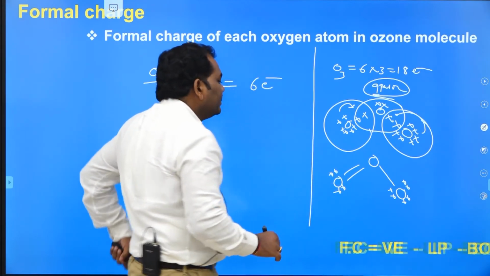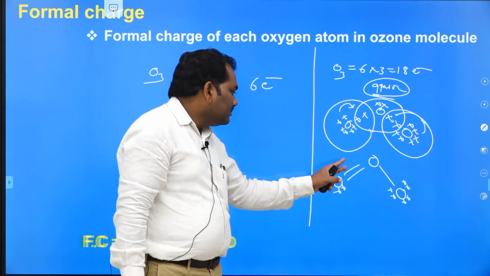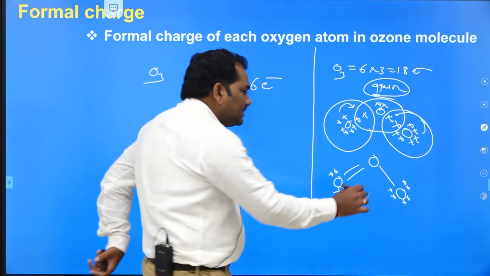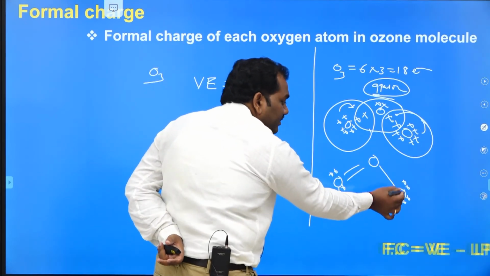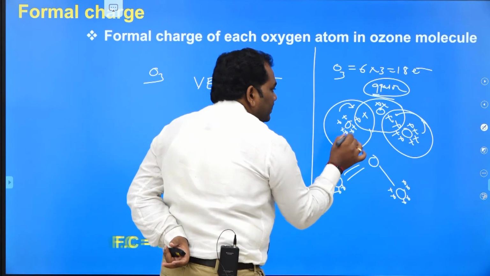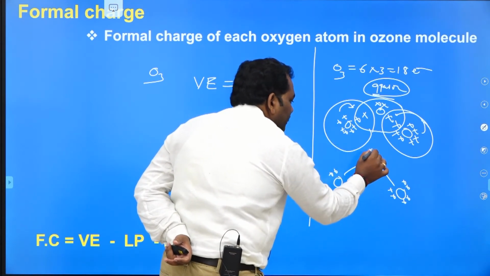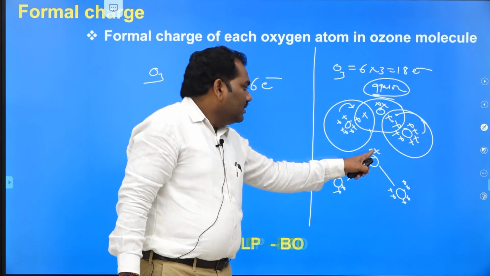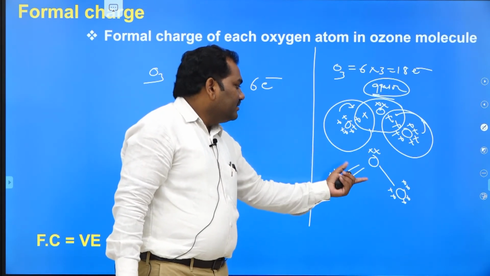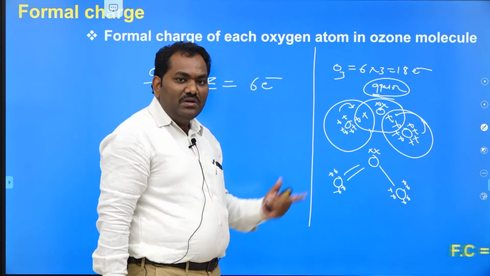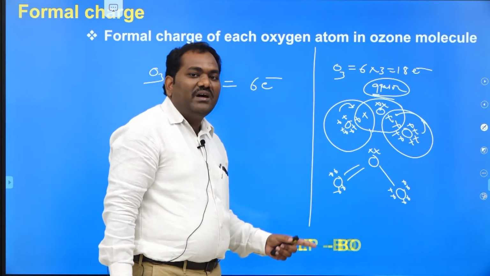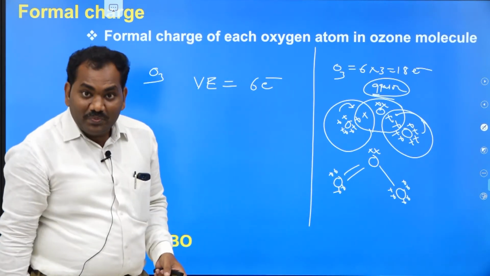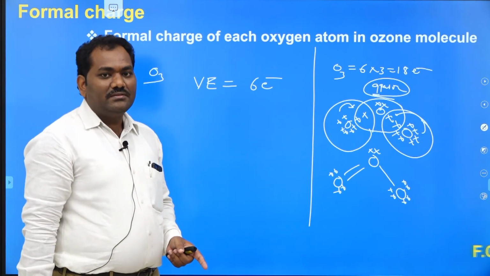This oxygen contains 2 lone pairs, 2 bond pairs. This oxygen contains 3 lone pairs, 1 bond pair. This oxygen contains one lone pair, 3 bond pairs. So each oxygen differs in its number of lone pairs and bond pairs.